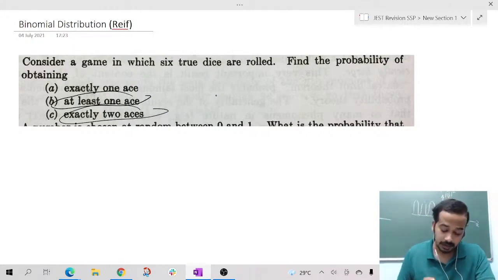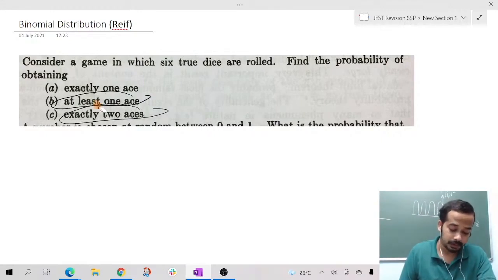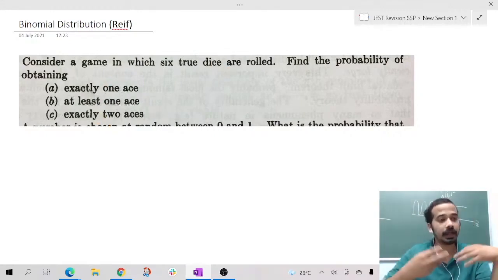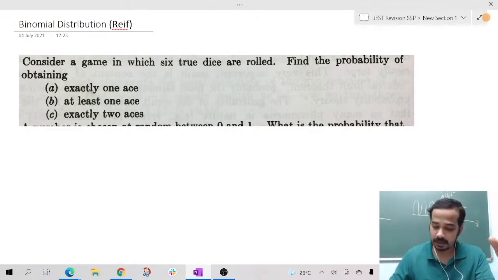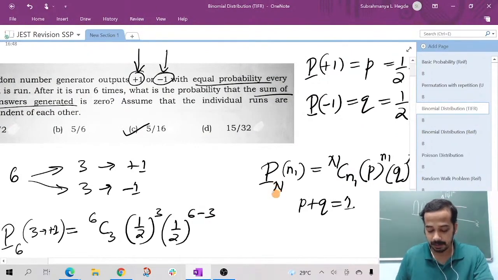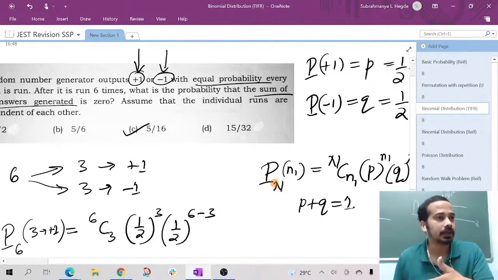But we need to modify this problem. The modification is like this. What he has done is he has rolled 6 dice together, isn't it? But in case of our binomial distribution, what we do is we do n trials. Among those n trials, we take n1 successes, isn't it? That's how we define, okay? You can define in a different way also. Among n trials, n1 successes, that's how you define in case of binomial distribution. N1 successes, n2 failures, like that, isn't it?